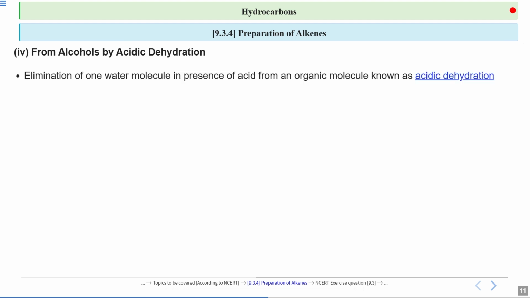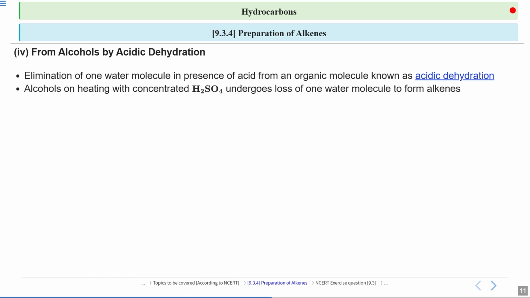Now let us look at the concept of acidic dehydration. This involves the elimination of one water molecule from an organic molecule when an acid is present. It is a key process in organic chemistry for transforming alcohols into other compounds. So, we see that when alcohols are heated with concentrated sulfuric acid, they undergo a reaction where one water molecule is lost, resulting in the formation of alkene. So, this is an important reaction for creating unsaturated hydrocarbons.